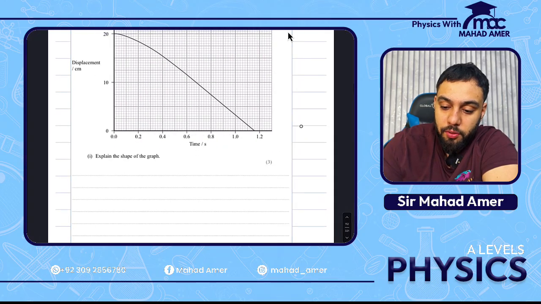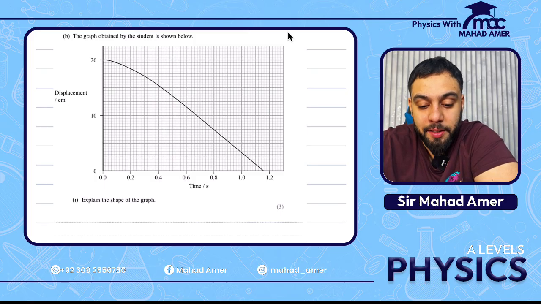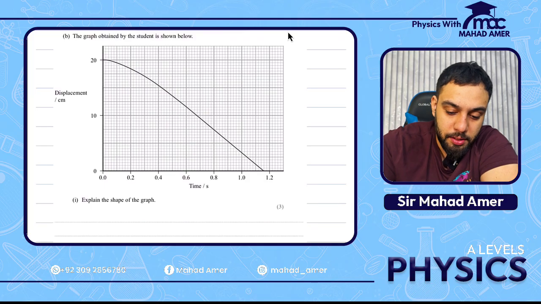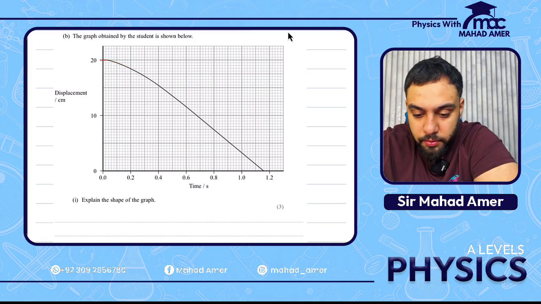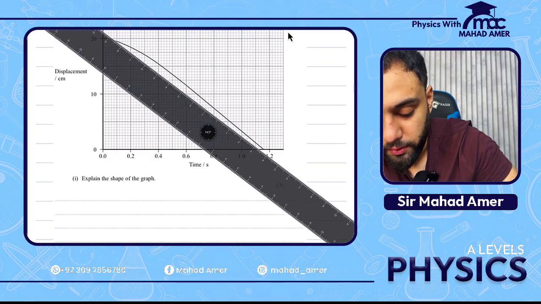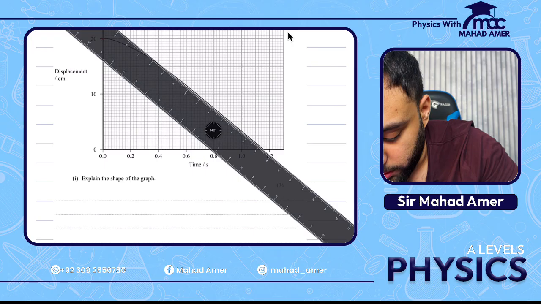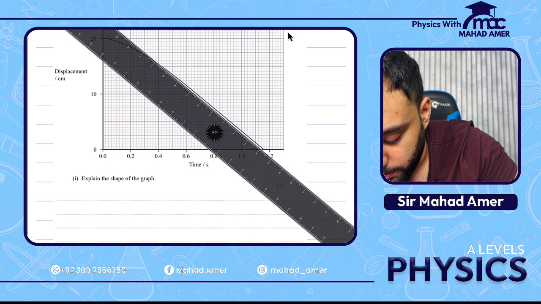All right, now this is an extremely amazing question as well. The graph obtained by the student is shown below. Explain the shape of the graph. It's a displacement time graph, and if you actually realize, it starts from rest because it's a straight line. Initially there's a curve, and the curve continues to about, you'll put a scale over here. This is how you're going to be doing it in the exam as well.